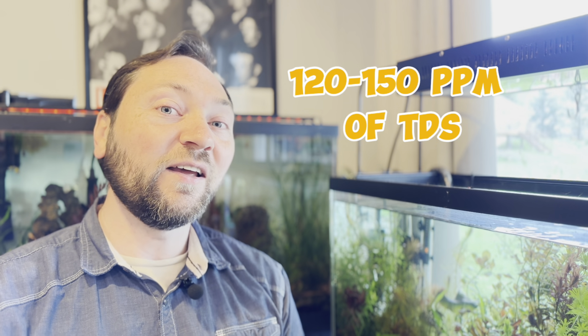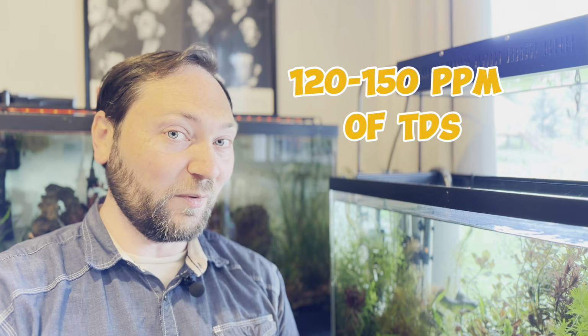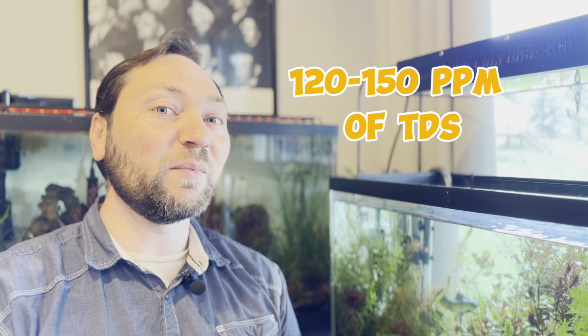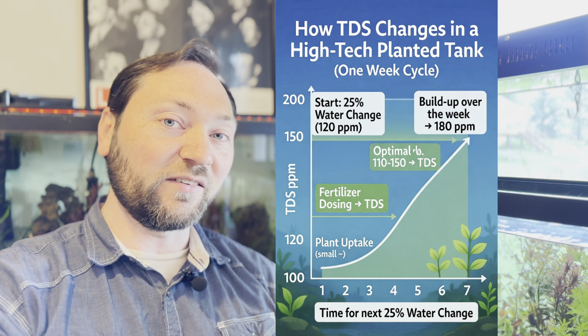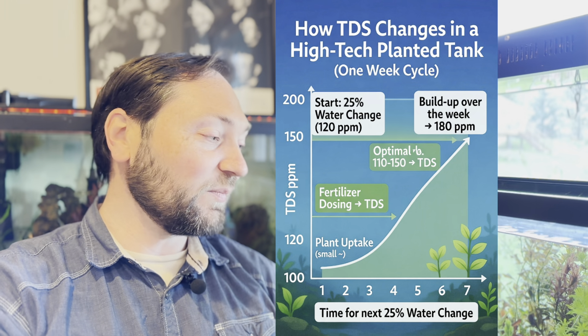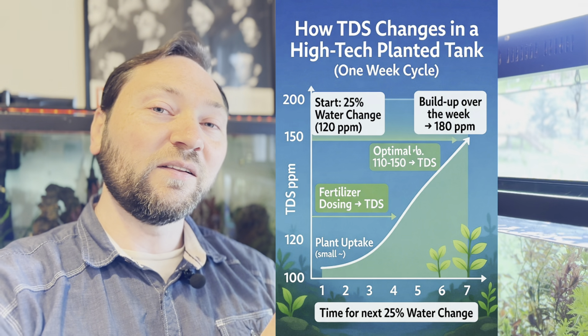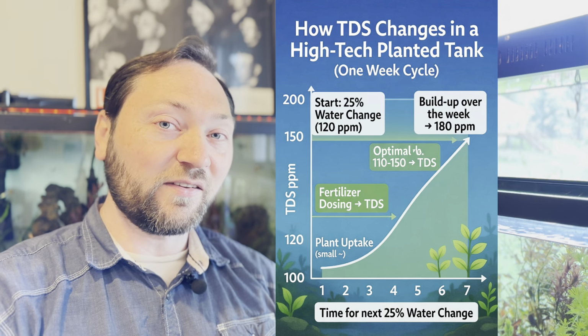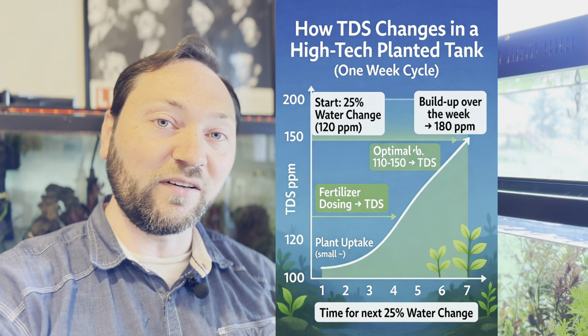Your total dissolved solids for your pro tank is going to be between 120 and 150 parts per million at the start of the week, right after your water change. Let's try to hit like 120 parts per million. You don't have to be too precise with that because your nutrients are constantly fluctuating. The plants are taking up nutrients, so they'll be going down some, but you're adding fertilizers every day, a couple drops or a couple milliliters of your liquid fertilizer. Those are going to raise the total dissolved solids, because that's what total dissolved solids is: those minerals that you're adding in through those fertilizers.